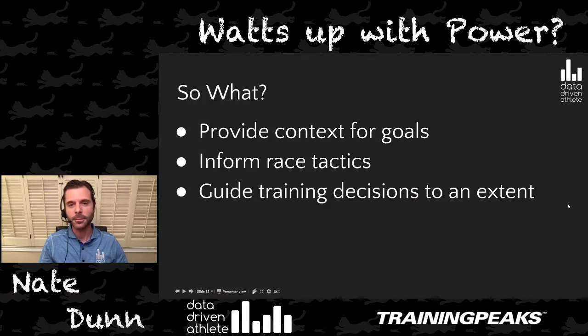So next slide, please. So we look at all this and we say, so what, right? So you've identified your strengths and weaknesses, and you say, I think I'm a time trialist, or I'm a sprinter, or whatever. So what do you actually do with that information? And so we're going to look at these specifically, looking at a power profile chart. But the first thing is it helps to provide context for your goals. Second, it helps to really inform your race tactics. And then to an extent, it can help to guide your training decisions. So we're going to break that down looking at a power profile chart in terms of how you might do that. So the next slide, please.